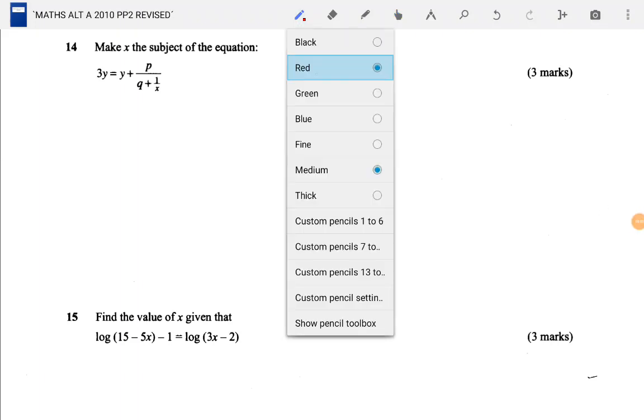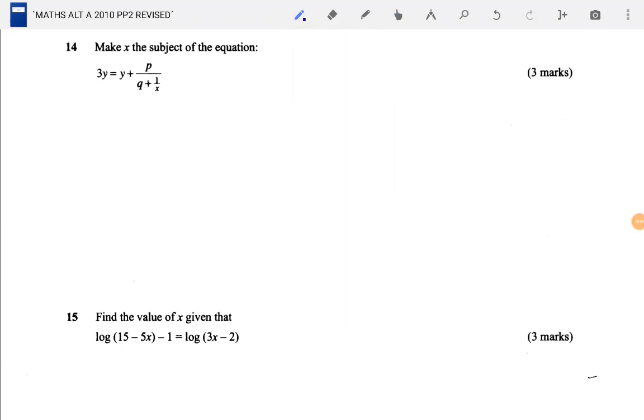Question 14. Make x the subject of the equation. 3y is equal to y plus p over q plus 1 over x.